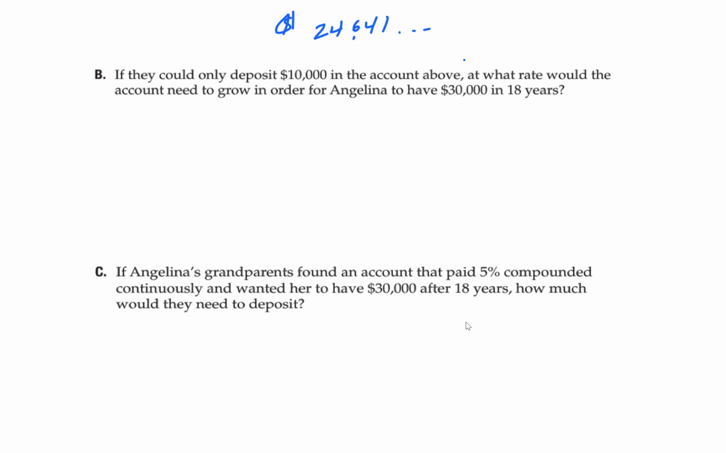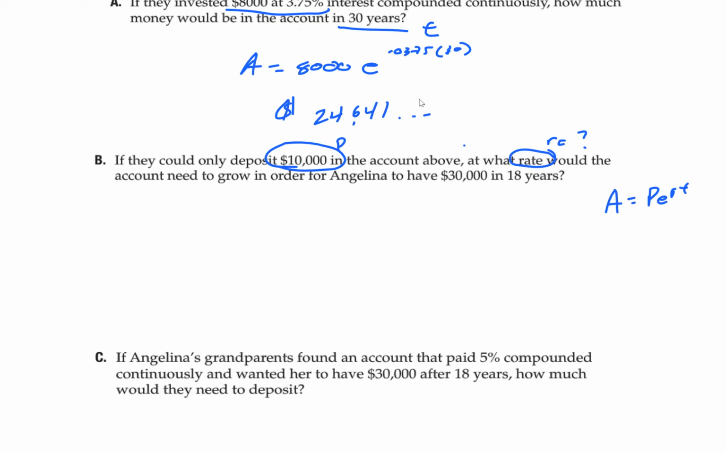This is the next set of problems. Same idea, just a different setup. So again, we have APERT. If you can only deposit $10,000 into an account, at what rate, so looking for a rate now, very different, would the account need to grow in order for Angeline to have 30 grand in 18 years? Okay, whatever, doesn't matter. So she wants to have 30 grand at the end of the 18 years, and she can only deposit 10,000 at the very start. So this is her A. We have her P, we have her T, we just don't have R. Just plug it in.